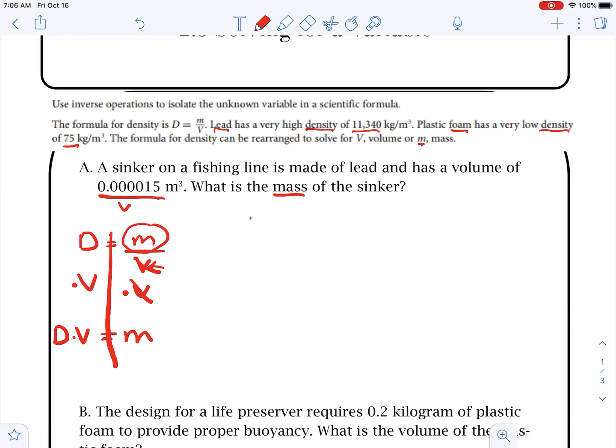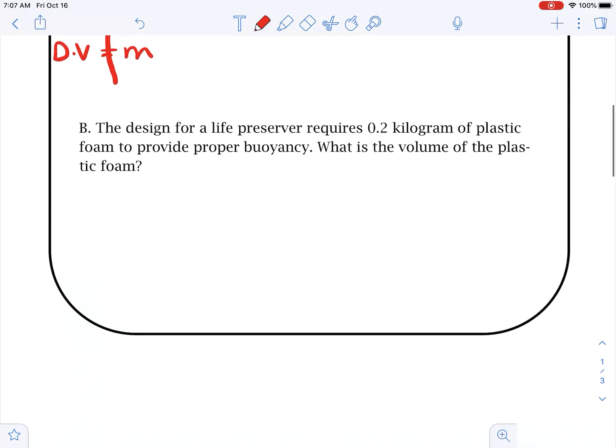So our density, remember this is lead, is 11,340, times our volume, which is right there. When we do this, it will give us the mass. So going ahead and multiplying 11,340 times that volume is equal to, so this right here is our mass, 0.107. And so that would be our answer.